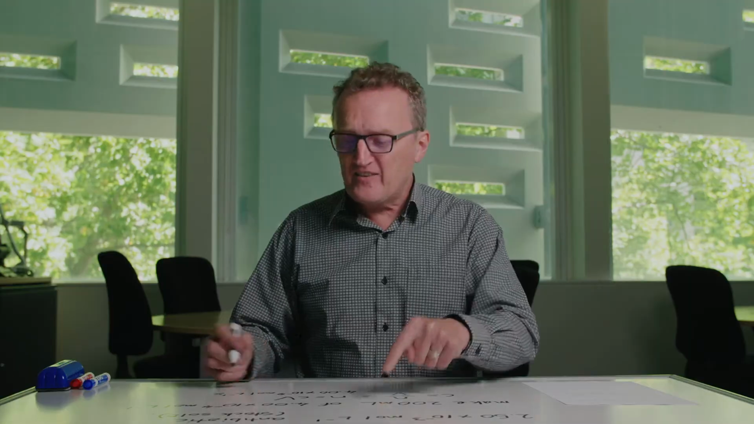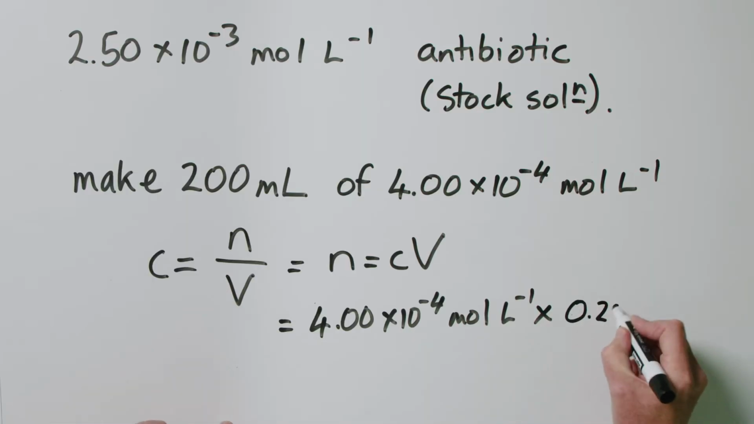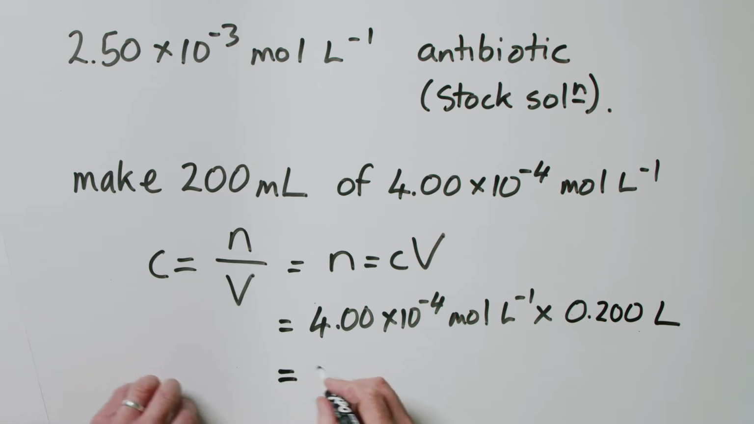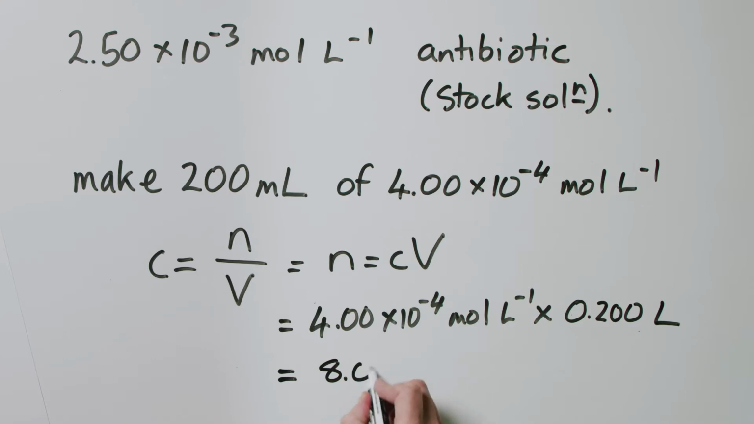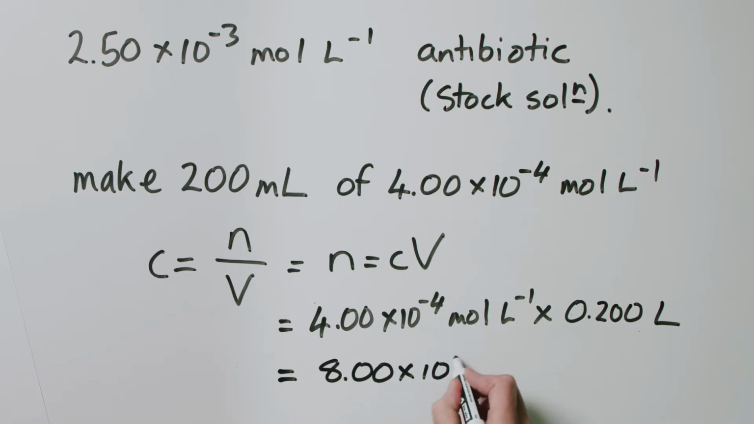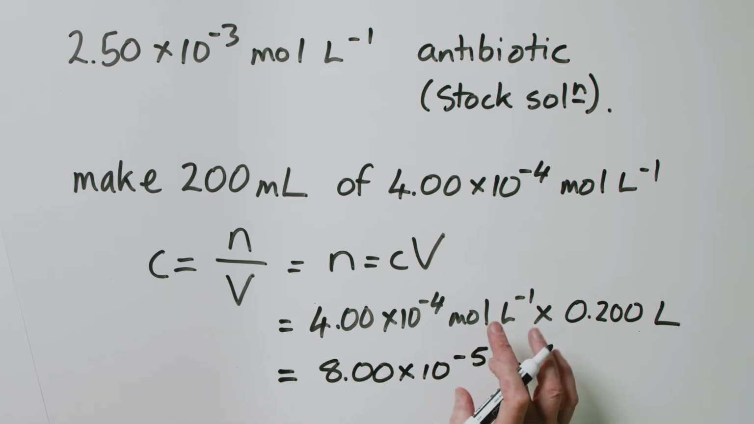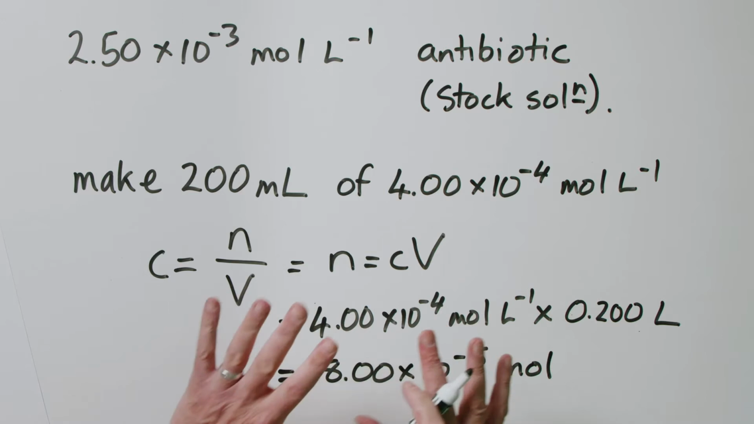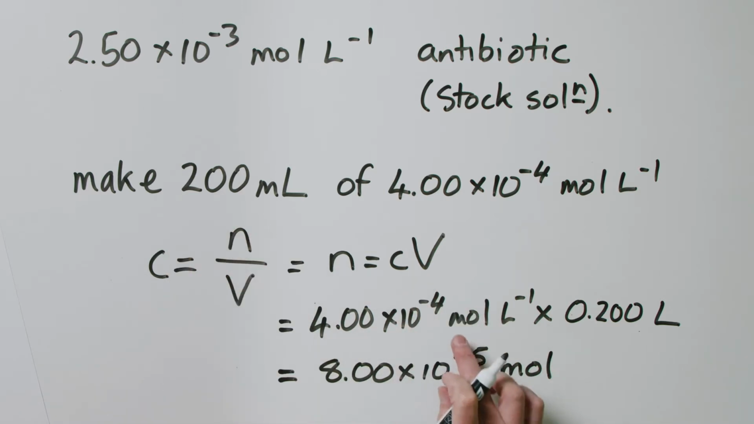Remember, we need that in litres, so 0.200 litres. And so the number of moles there is going to be 8.00 times 10 to the minus 5 mole. And again, just a little check just to make sure that you've rearranged this equation correctly. Remember, your units should work out.